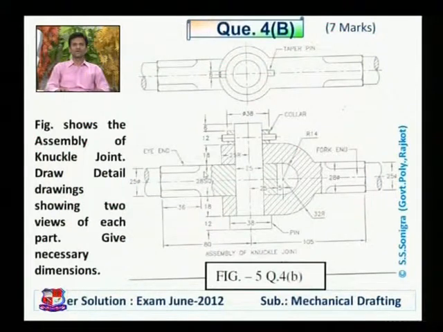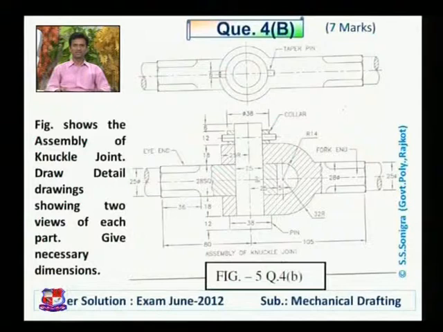Here 2 views are given. This is the top view and this is the front view. This is the assembly drawing of the knuckle joint. Here the knuckle joint is assembled with a few parts. We should know the name of each part, or the names of these parts may be given in the drawing. Here names of parts are given to us.